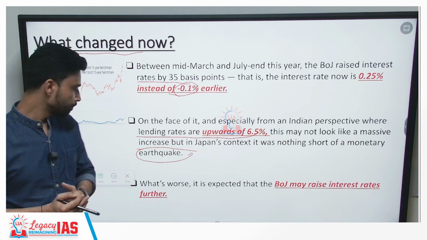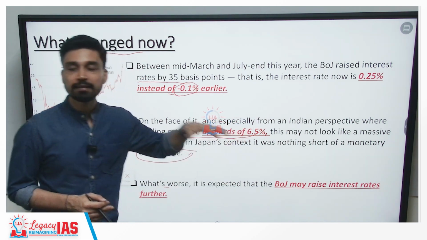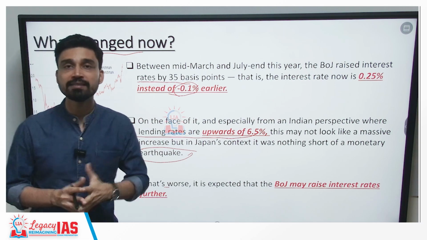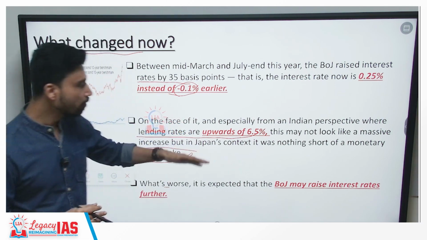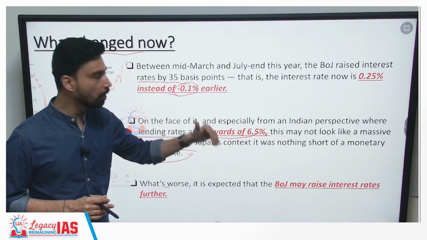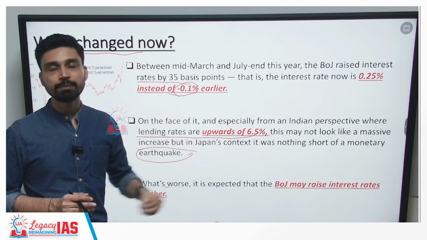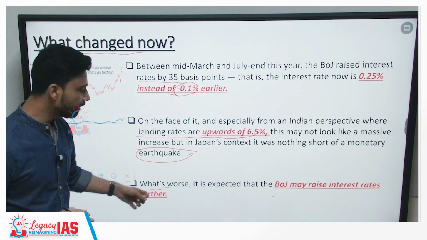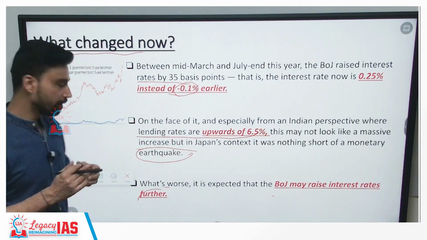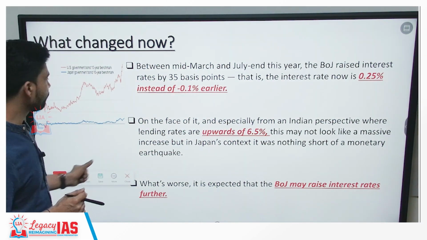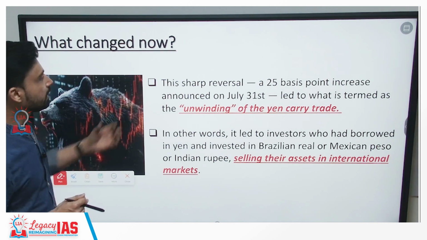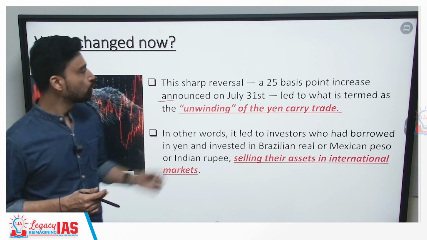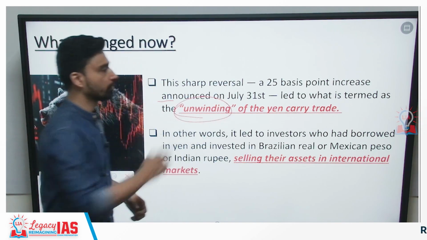What's worse, not only is there the recent increase in the interest rate by the Bank of Japan, it is also expected that the Bank of Japan will do away with keeping the interest rate at a low level, and may raise it even further in the coming future. That has triggered a shift in the mindset of investors, and the sharp reversal in the interest rate led to what we can call the unwinding of the yen carry trade.